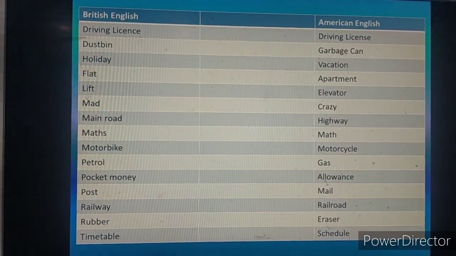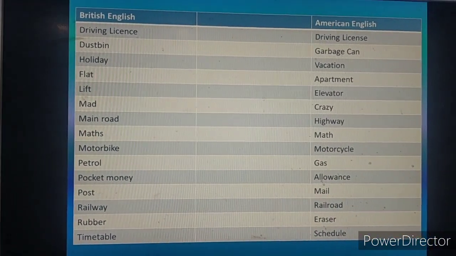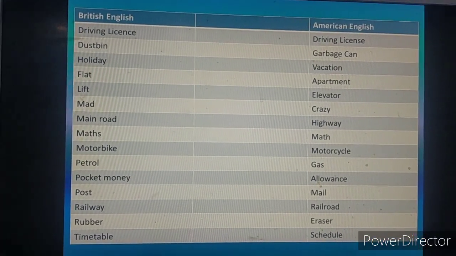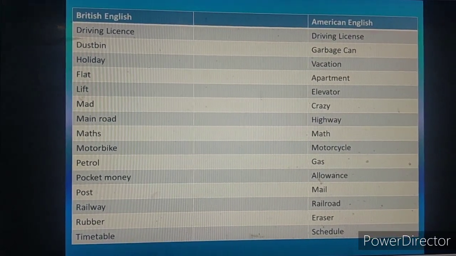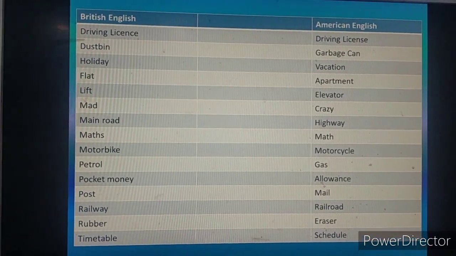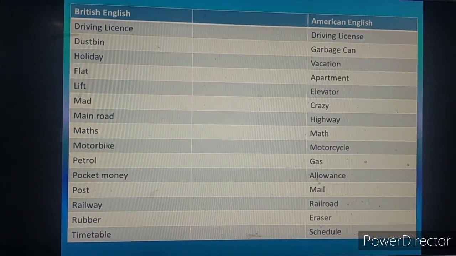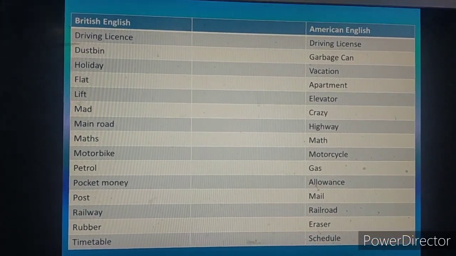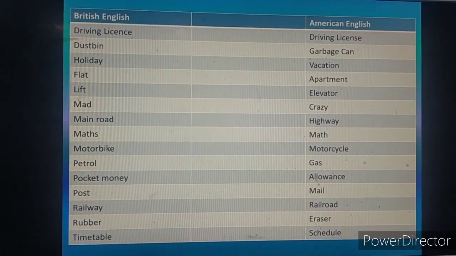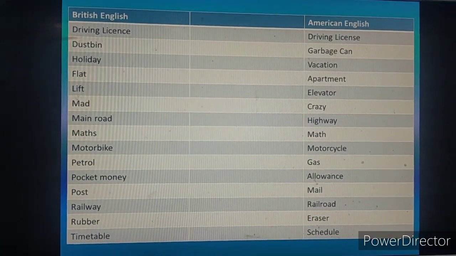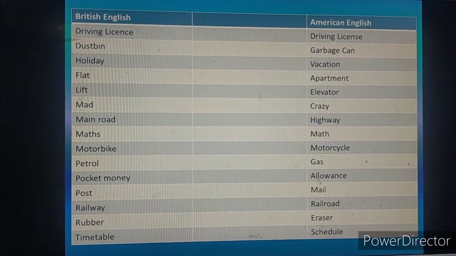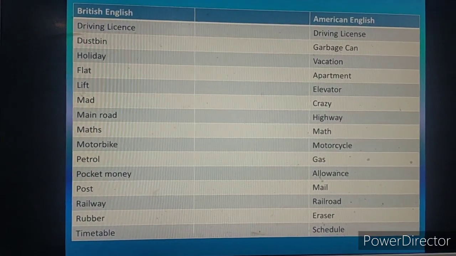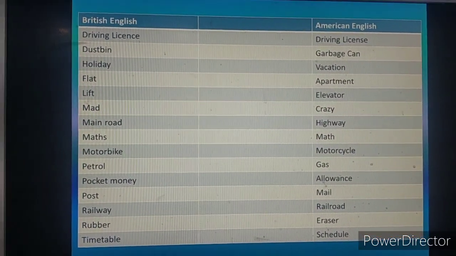Now let us deal with some other British English words and their American counterparts. The word driving licence, if you notice, is spelled licence, that's the British word. Americans would write license. There's a difference in spelling, right? For the word dustbin, we have the American garbage can. For the word holiday, we have the American word vacation. For the word flat, we have apartment. But normally we say apartment, right? Normally apartment is the word that we choose and not flat.